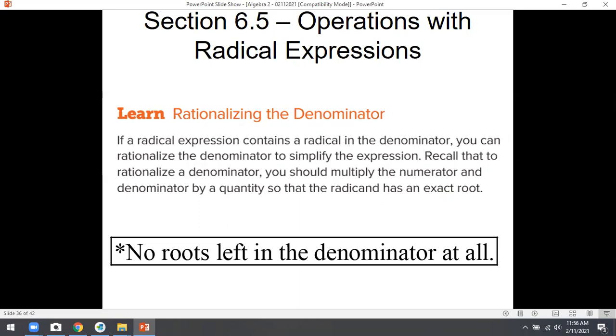Honestly, it's not a too useful skill. It's more left over from historical reasons, back in the day when you had to do the dividing with your brain instead of typing it in. But it is still useful. So when I say rationalize the denominator, what I'm really saying is make the denominator pretty. No roots in it, no nothing.